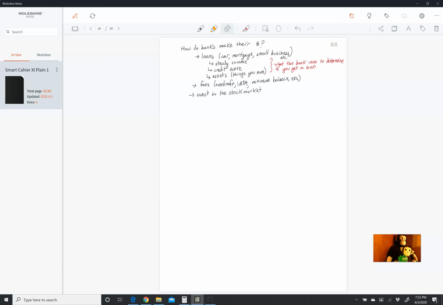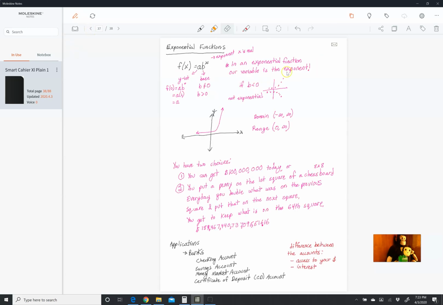So why is it important how banks make their money? The question is, for the loans, where do they get their money? Where do they get this money to give to people to pay for a house or to pay for a car or to pay for their small business? They get this money from you, from your checking accounts, from your savings accounts, your money market account, your certificate of deposit account, okay? So that's how they get their money.